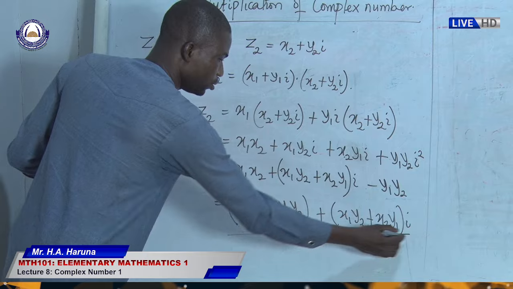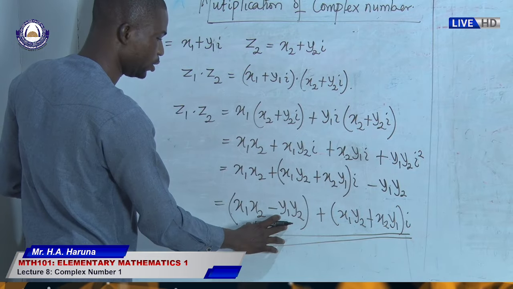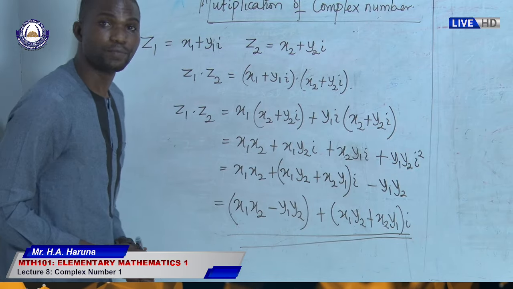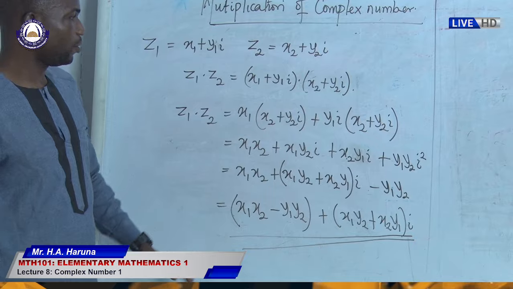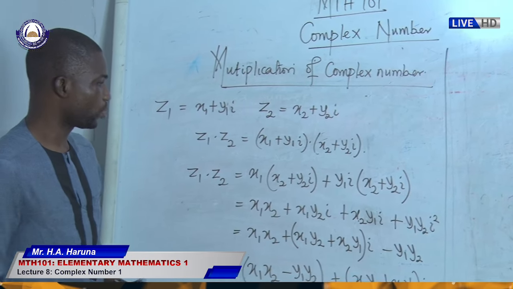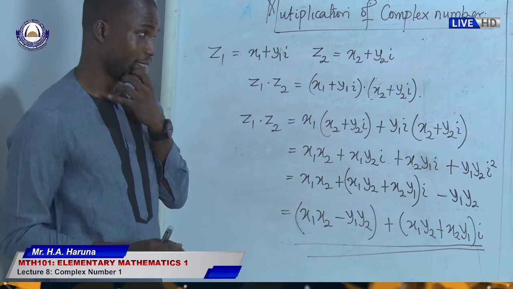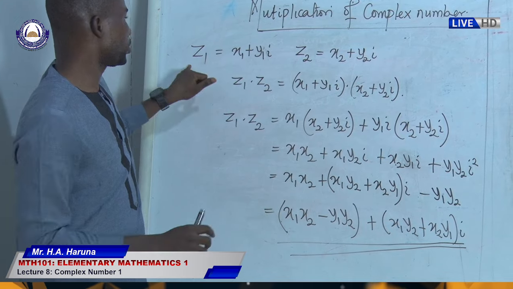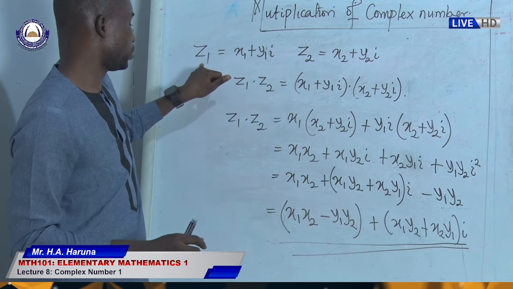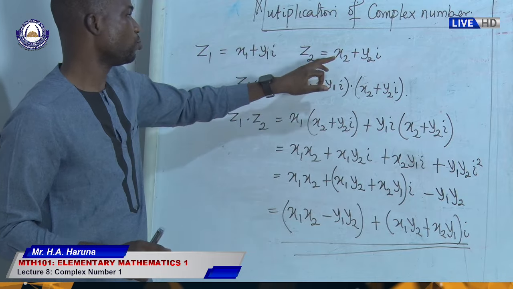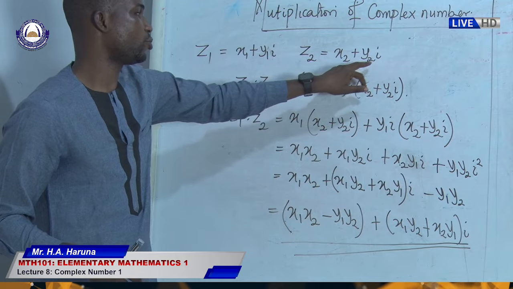This is our solution. Now you can see we have our real part and we have our imaginary part. Now let's take an example. I believe this is clear, or I can go over it again for clarity's sake and for those that didn't get that from the beginning. Recall that z1 is x1 plus y1 i and z2 equals x2 plus y2 i.